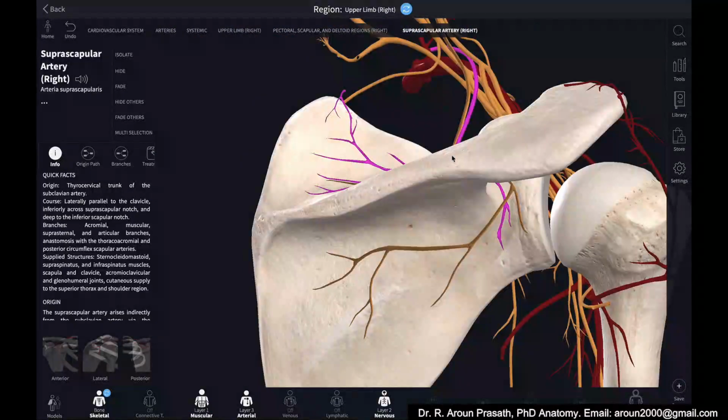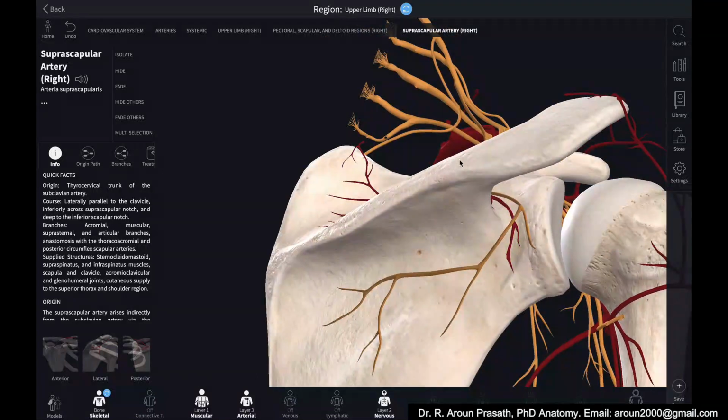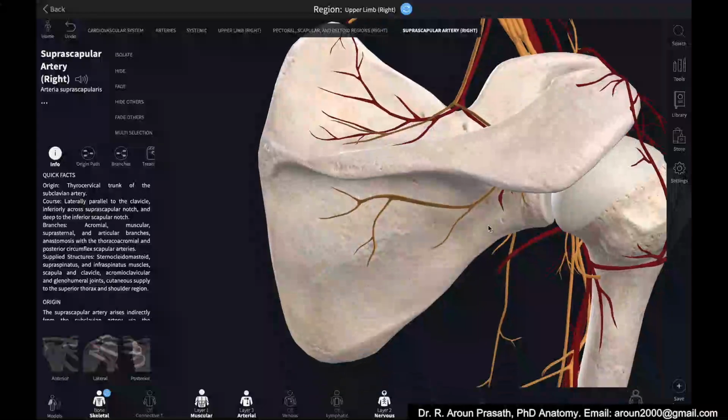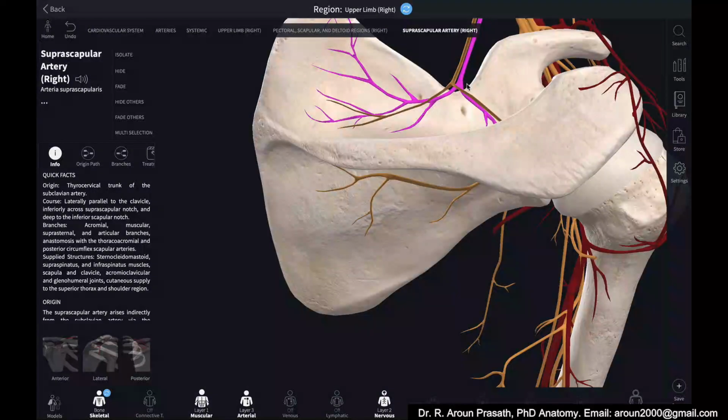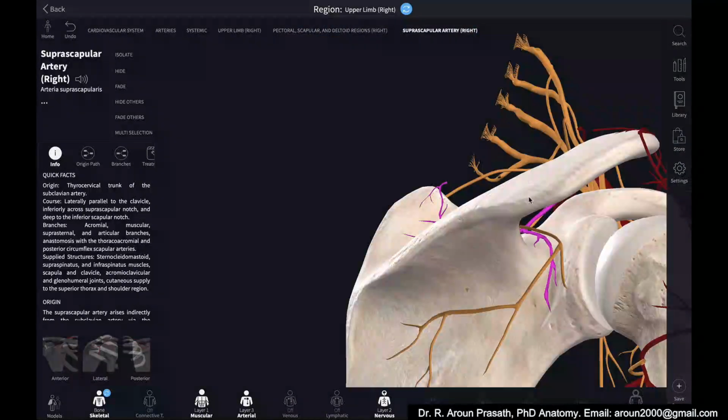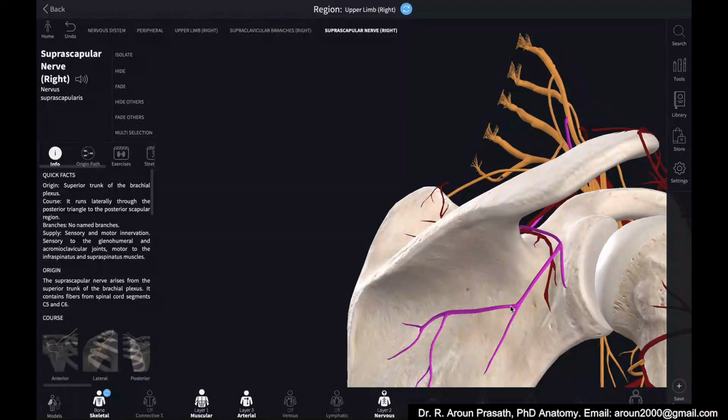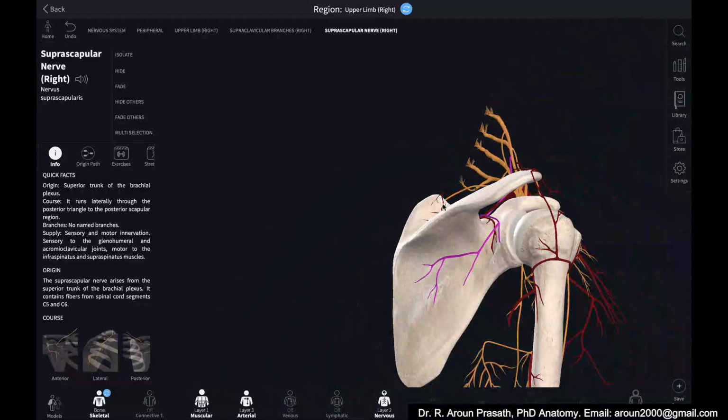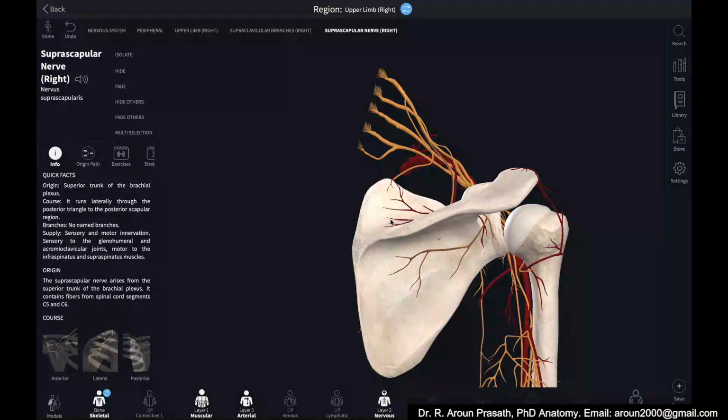Okay, and this notch is called the greater scapular notch. If you look at this nerve, it passes through this greater scapular notch and supplies the infraspinatus muscle.